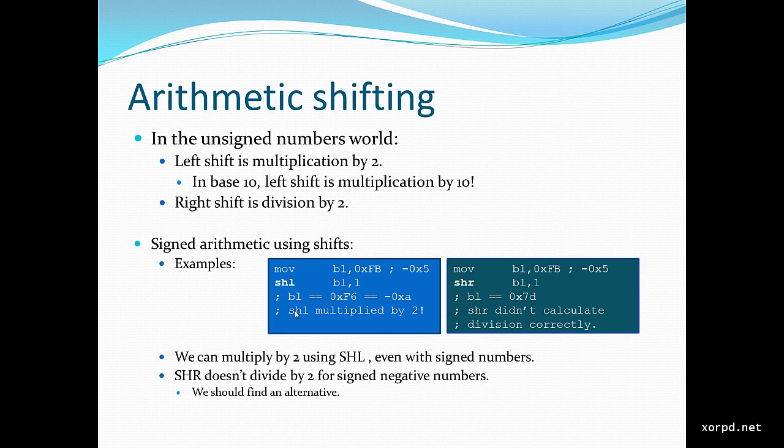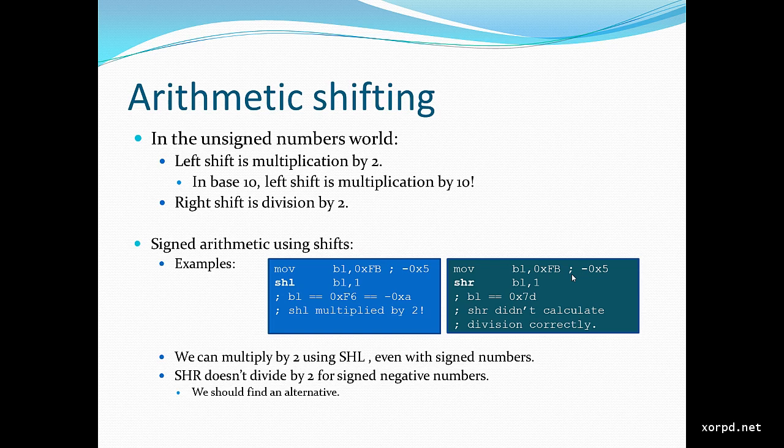However, we don't get such a good result with the shift right. We take a look at this number again, FB, and we shift right it by 1. We get this result, 7D, which is not even negative. This number is positive. We got a very large positive number when we tried to divide this negative number. So shift right didn't calculate the division correctly.